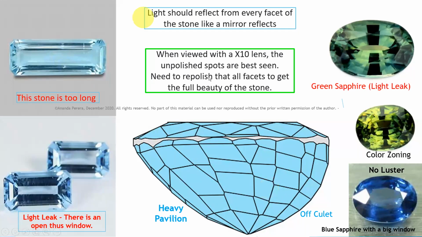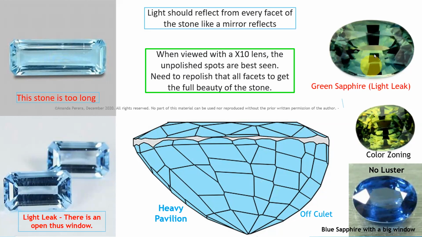Badly cut. Bad cut. Light should reflect from every facet of the stone like a mirror reflects. It is compulsory. When viewed with the 10x lens, the unpolished spots are best seen. Need to repolish all facets to get the full beauty of the stone.